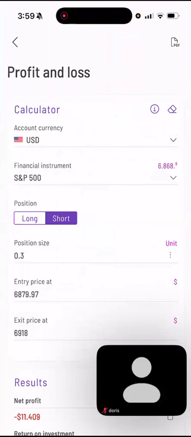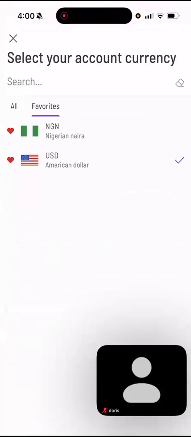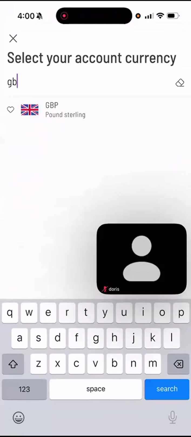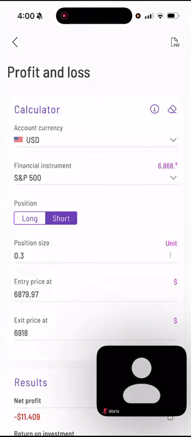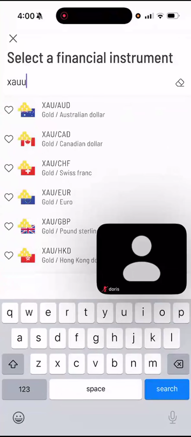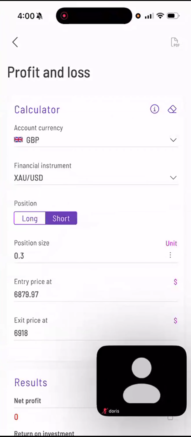When I come to profit and loss, the first thing, I'll choose my currency. If I'm trading with Canadian dollar, I'll choose that. If I'm trading with Naira, I'll choose that. If I'm trading with pounds, I'll choose the pair, right? Let's say I'm choosing GBP. Now, I'm trading with GBP. Now, the pair, let's say I'm using XAU USD, right? This is basically for newbies.